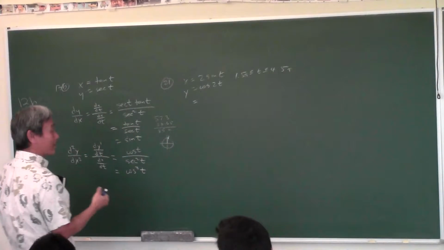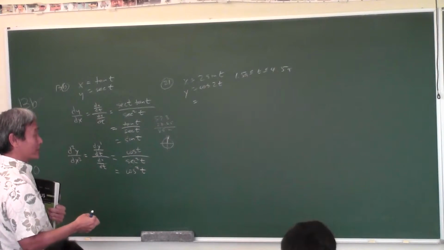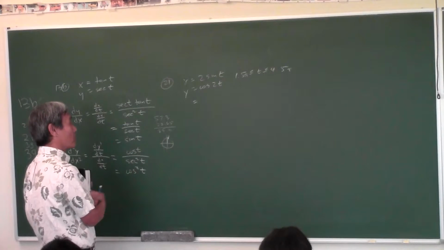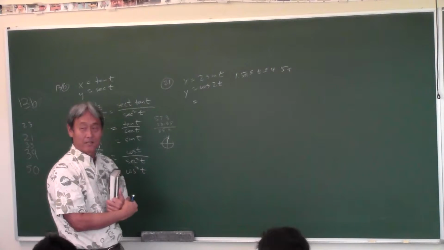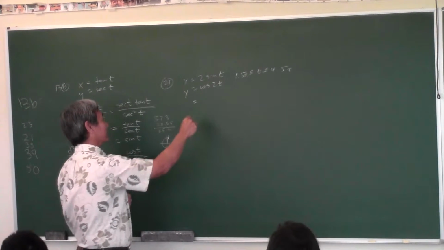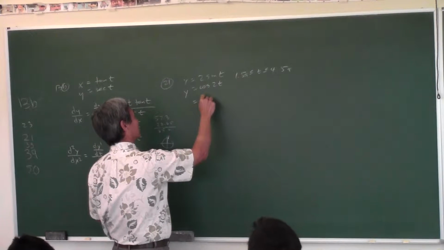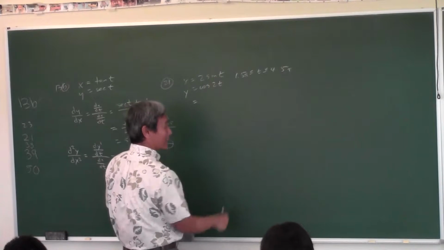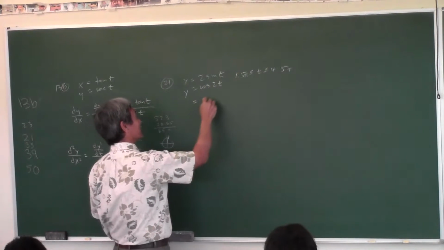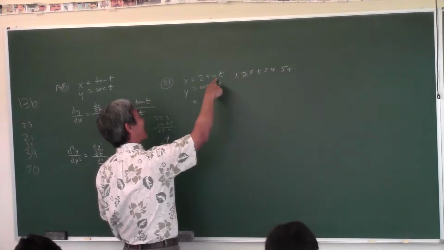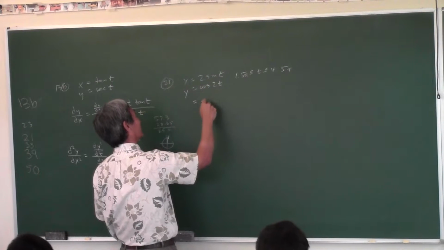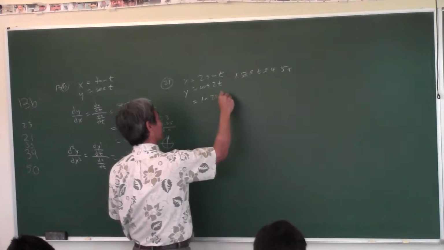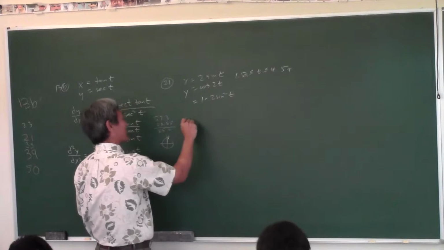Okay, to eliminate the parameter when you have trig functions, you're going to use an identity. So cosine 2t, which identity am I using here? There are 3 identities, but since this one has a sine in it, I'm going to use the one with sine: 1 minus 2 sine squared. Exactly. So this is what we got so far.